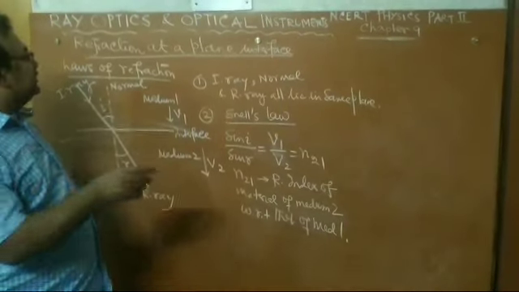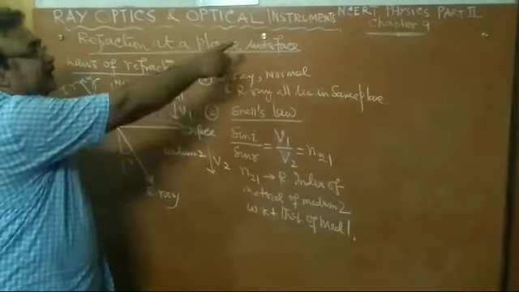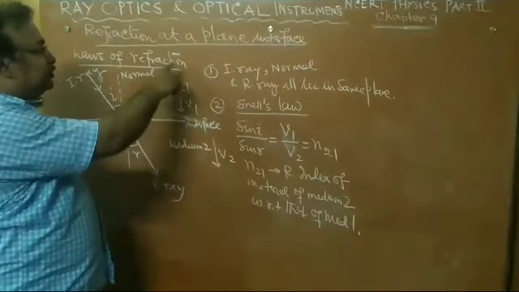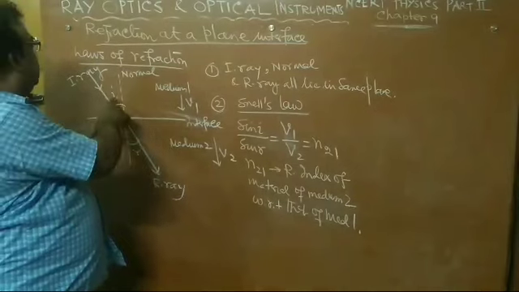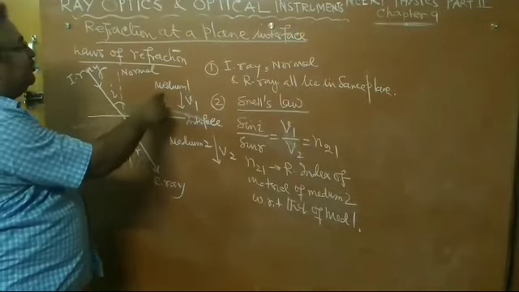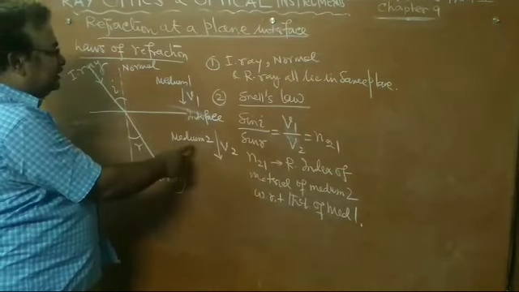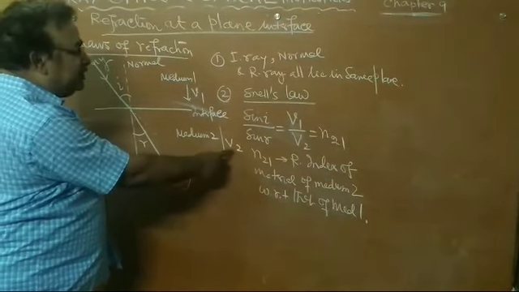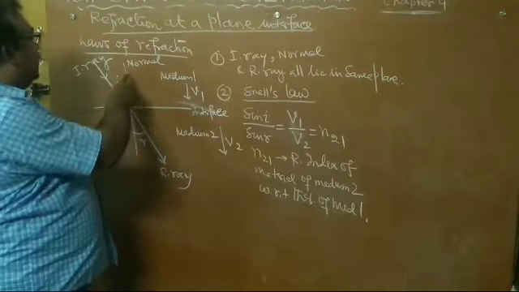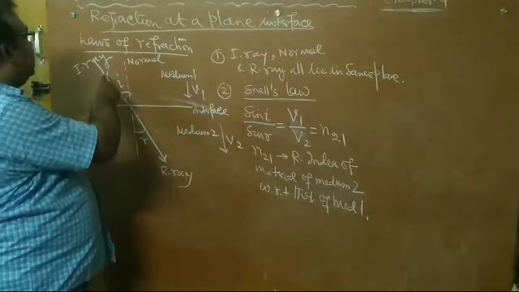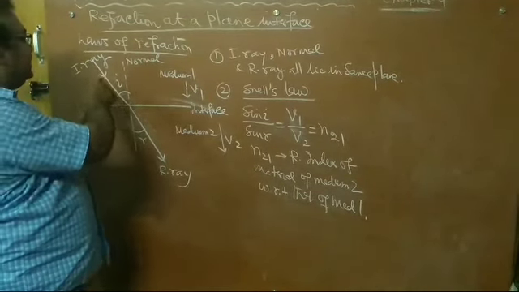Now we discuss refraction at a plane interface separating two media. This is medium 1, where the speed of light is v1. This is medium 2, where the speed of light is v2. And this is the normal drawn. This is the incident ray. I ray is the incident ray.